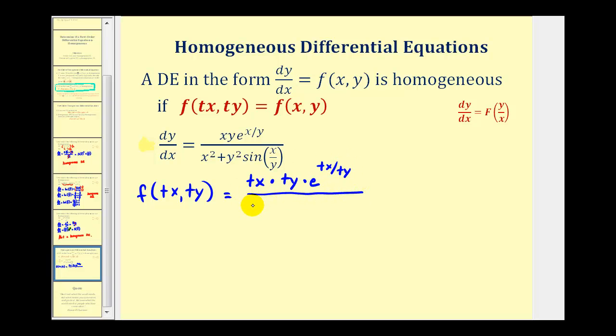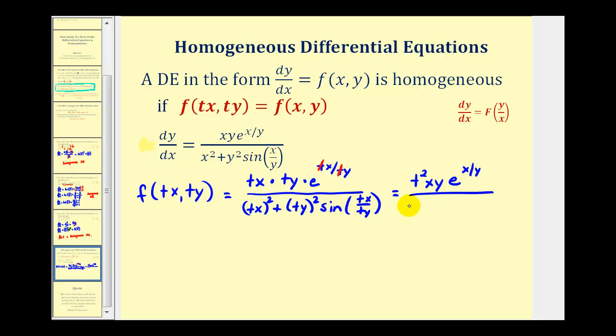In the denominator, we're going to have tx squared plus ty squared sine tx over ty. Now let's see if we can simplify. We can write this as t squared xy times e raised to the power of, here we have a t over a t, that simplifies to 1. So we have e raised to the power of x divided by y.